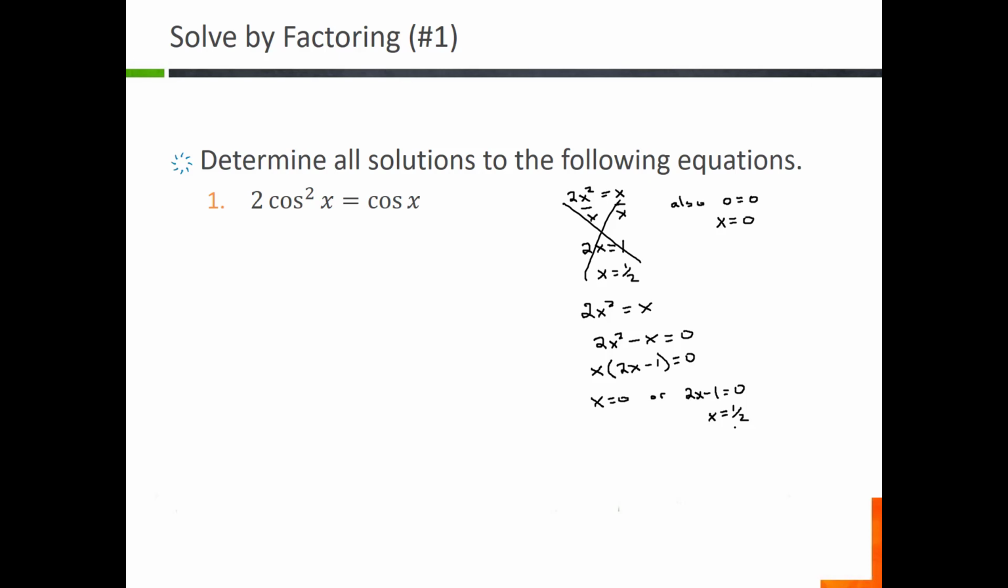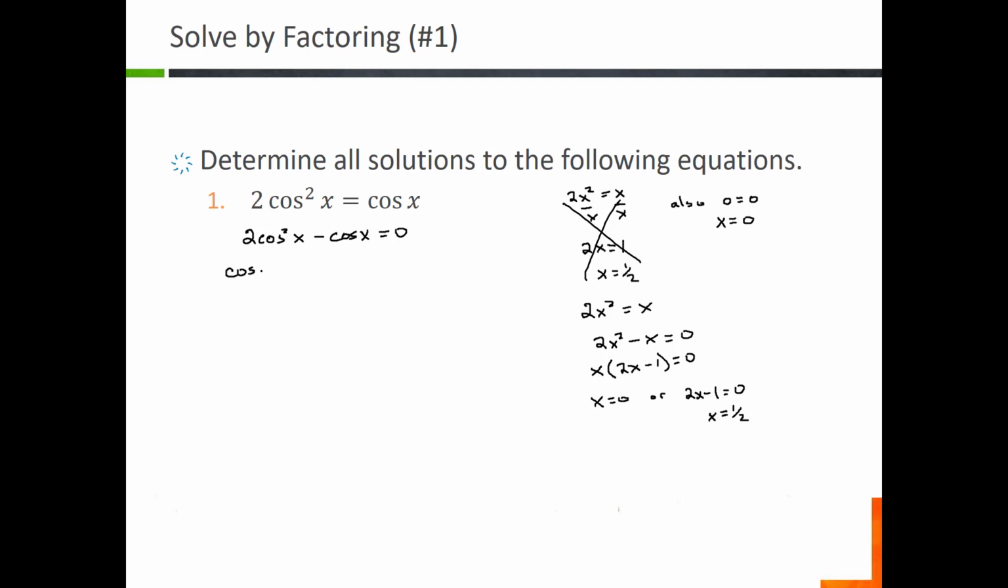Okay, so let's go ahead and work through this problem using our cosines. So we have 2 cosine squared x is equal to cosine x. So instead of dividing, we're going to pull that cosine x over. So it's 2 cosine squared x minus cosine x is equal to 0. And we're going to pretty much follow the same algebra.